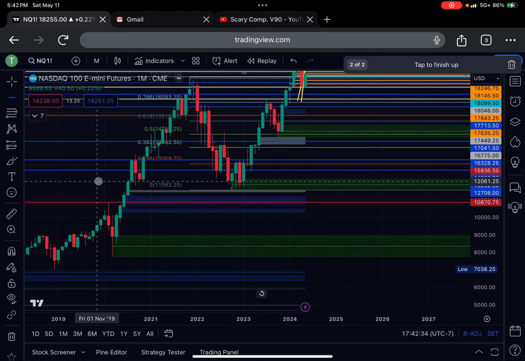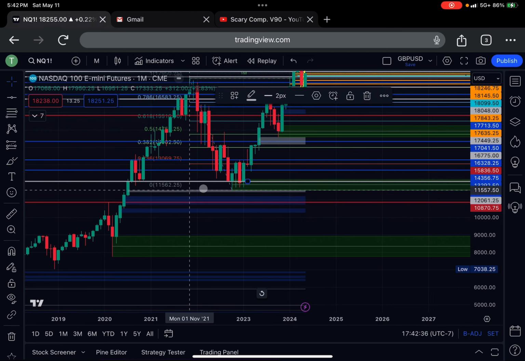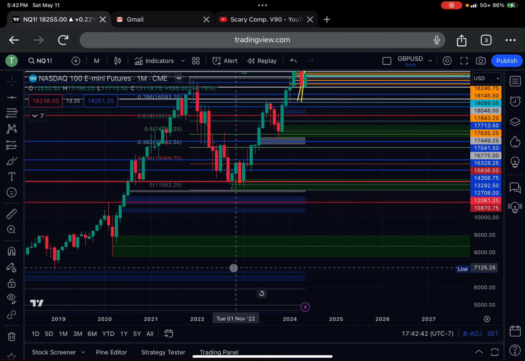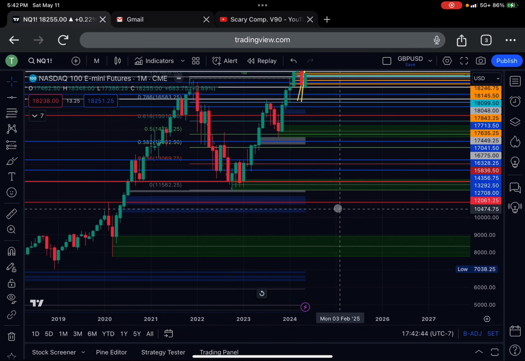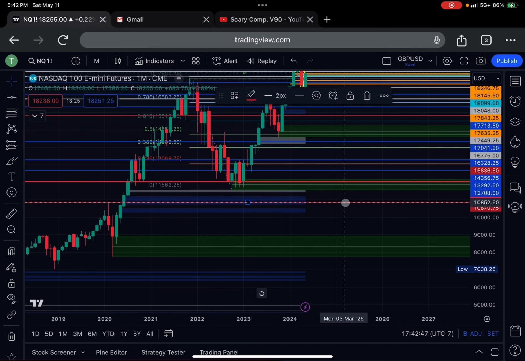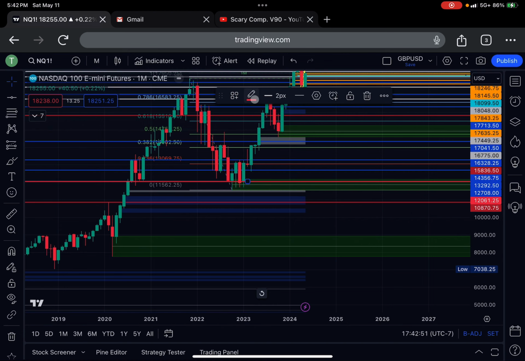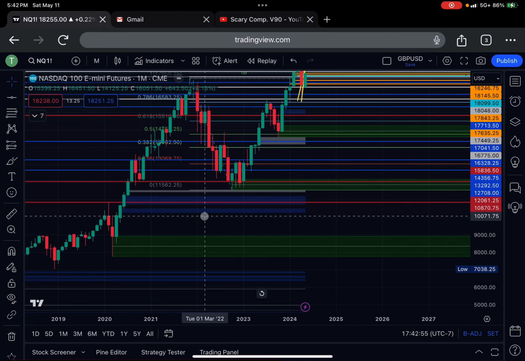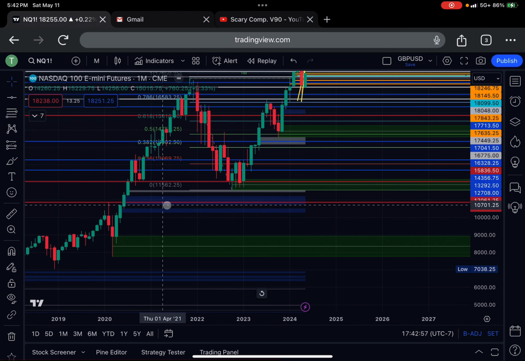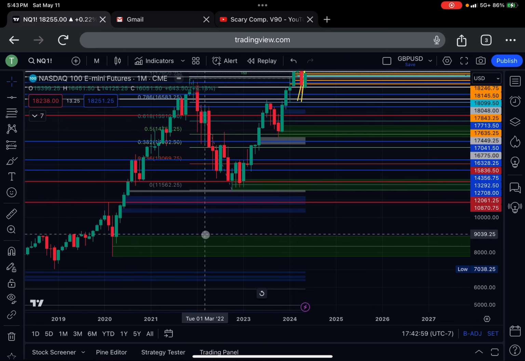And I like to keep stuff neat as much as possible. Let me see what color this is. Okay, we'll stick with the same color so as not to get everything confusing. So the reds are my monthly. Those are the areas where price might possibly go to.